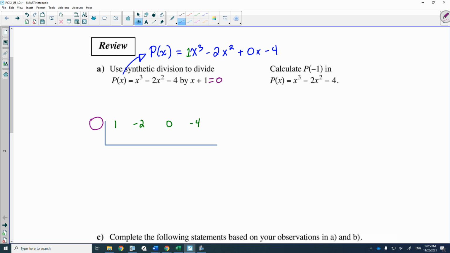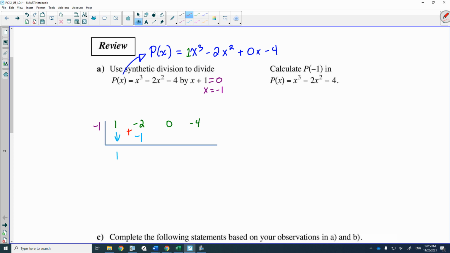How you would find that out is if you just set your divisor equal to 0 and solve for x, you would have x is equal to -1. That's the root of the divisor that is going to go in front of the upside down division bar. Okay, for synthetic division, drop that first term and carry out your multiplication. With synthetic division, we add, unlike long division where we subtract.